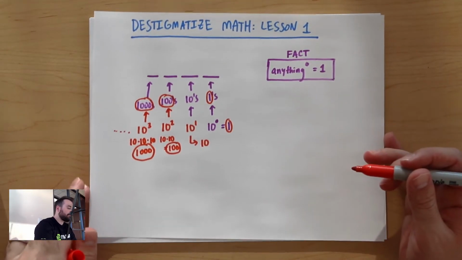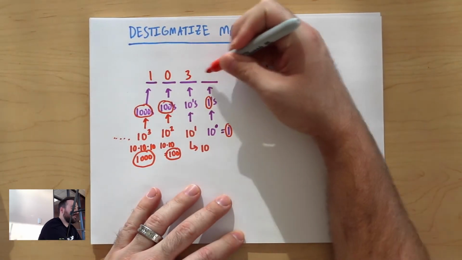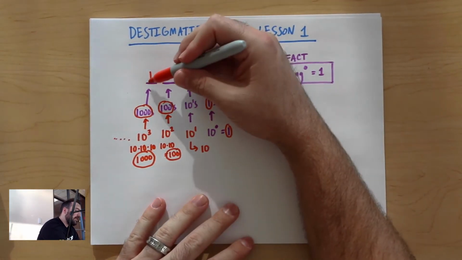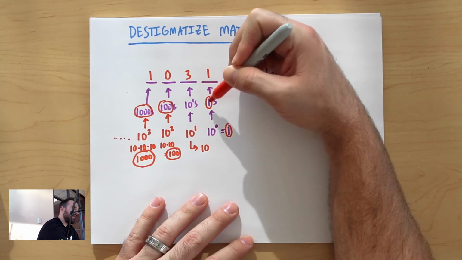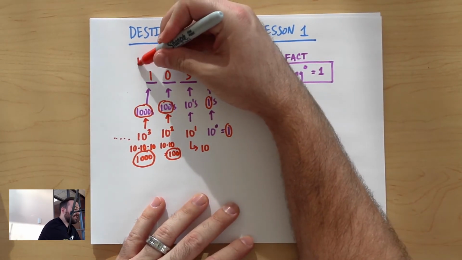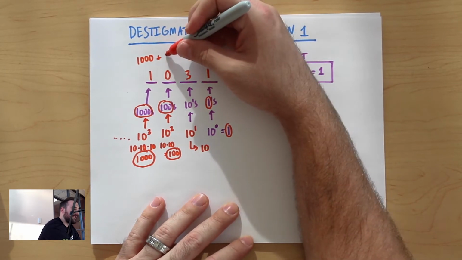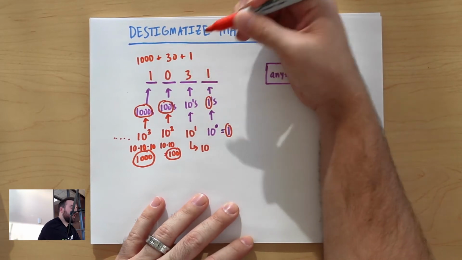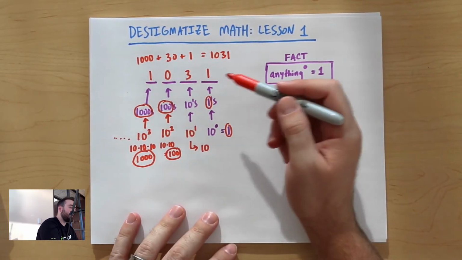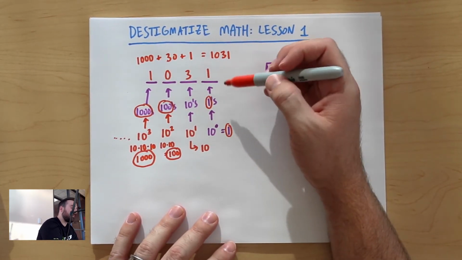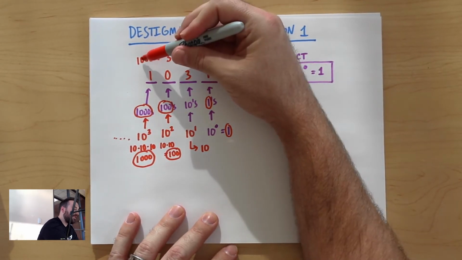So if we look at a number, let's take a random number like, let's say, 1,031. What that means is that we have 1,000, we have 0 hundreds, we have 3 tens, and we have 1 one. So if we wanted to break this down, we can say that it's 1,000 plus 3 tens, which would be 30, and then 1 one. 1,000 plus 30 plus 1 gives us 1,031. And that's exactly what base 10 numbers look like.